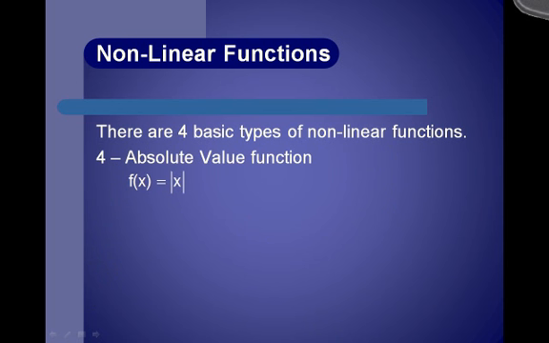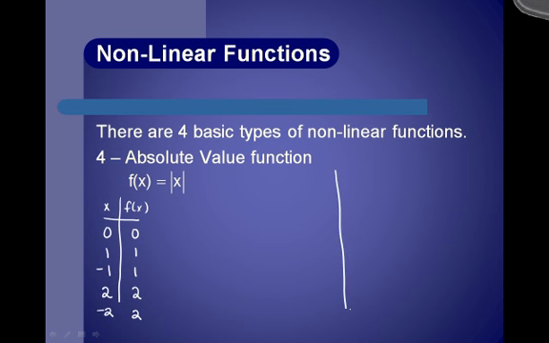And then the fourth type of nonlinear function is the absolute value function. If we wanted to plug in some points for the absolute value function, if we plugged in 0, the absolute value of 0 is 0. If we plugged in 1, the absolute value of 1 is 1. The absolute value of -1 is also 1. If we plugged in 2, the absolute value of 2 is 2. If we plugged in -2, the absolute value is 2. Remember, absolute value is the distance from 0 on a number line, which is never negative.